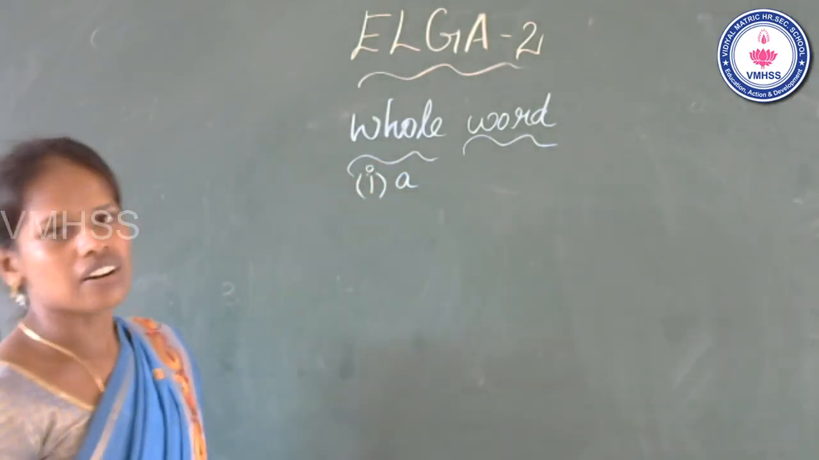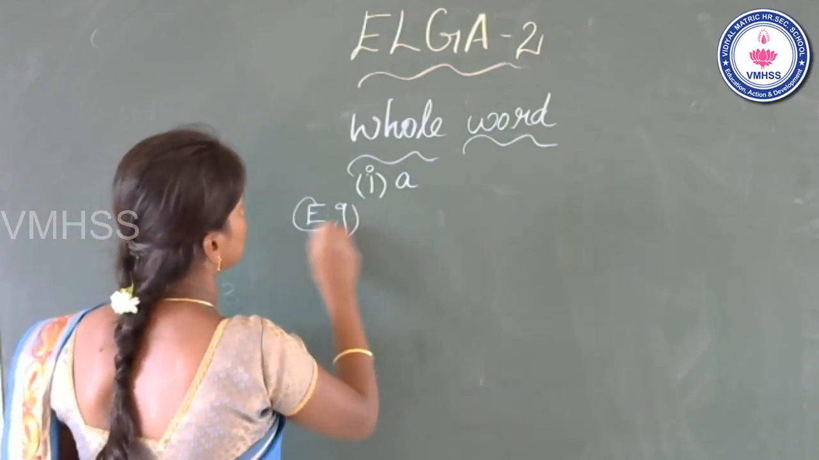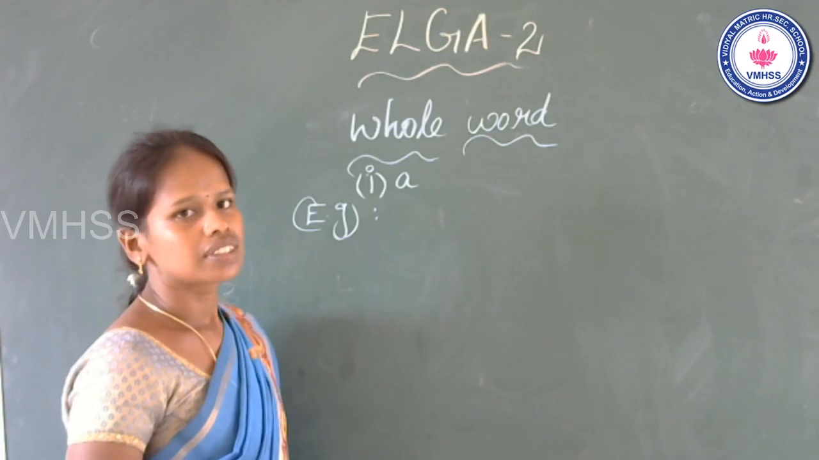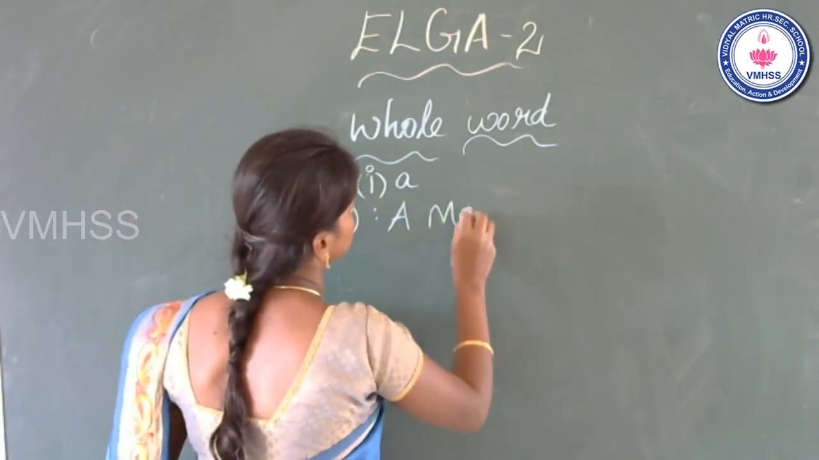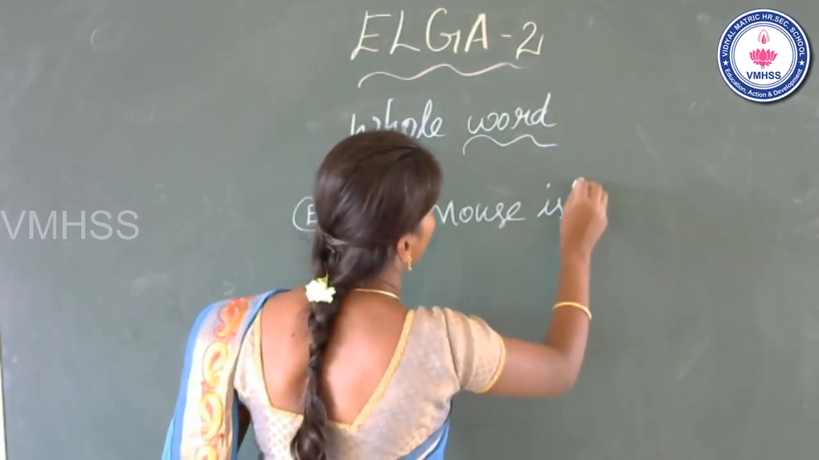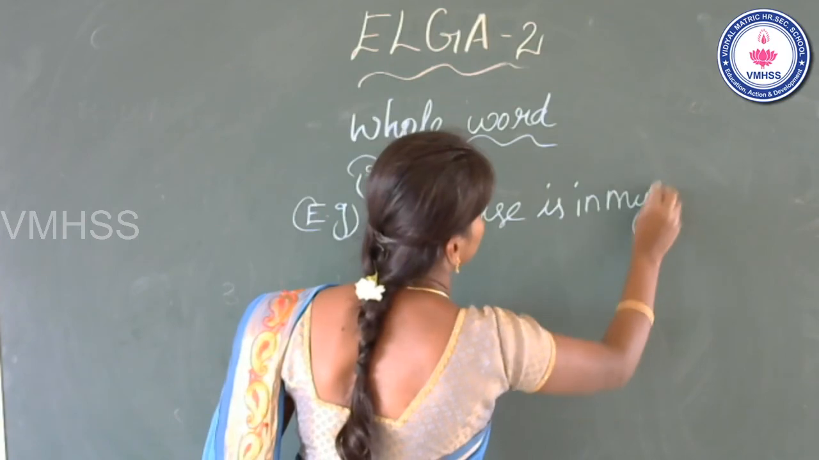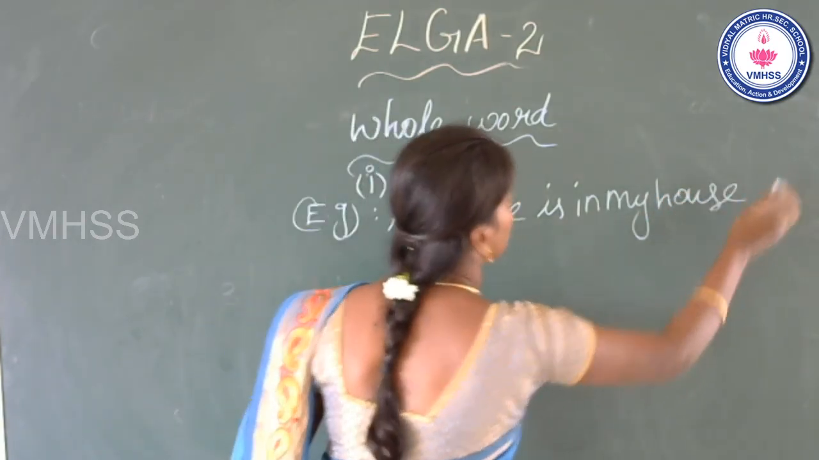Okay. Next we see the examples. The first one is, now I say one example. A mouse is in my house. In my house. Where is the whole word?